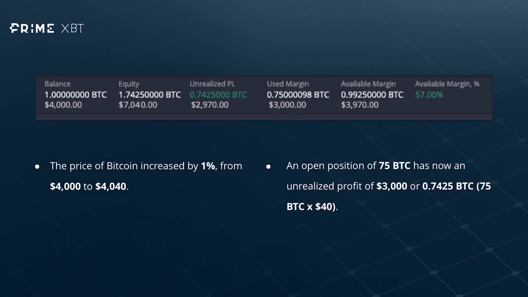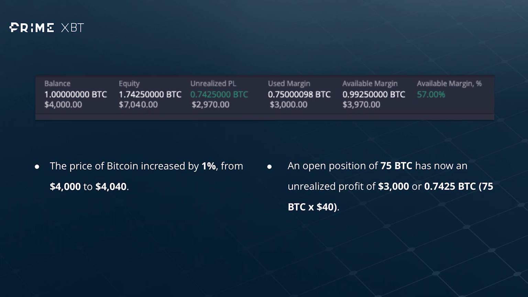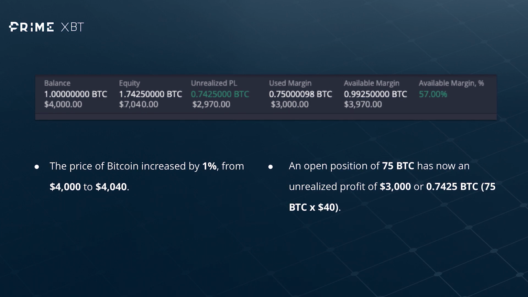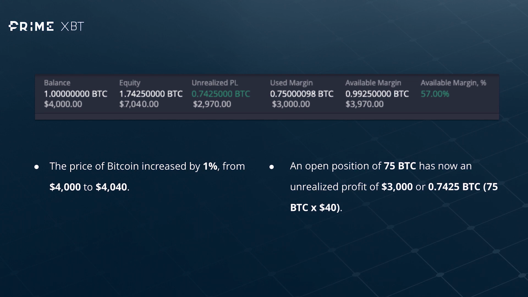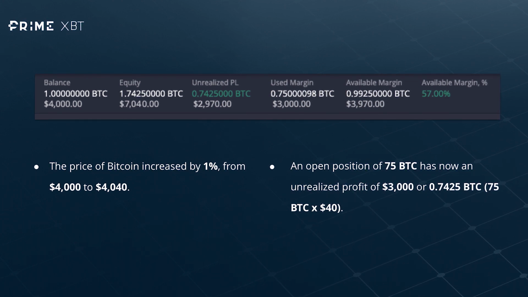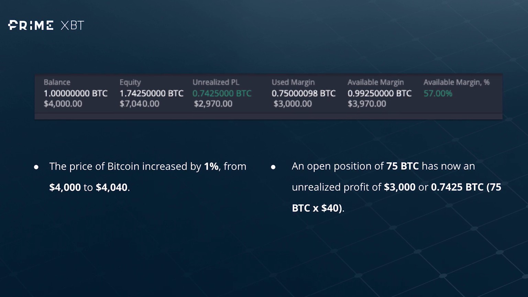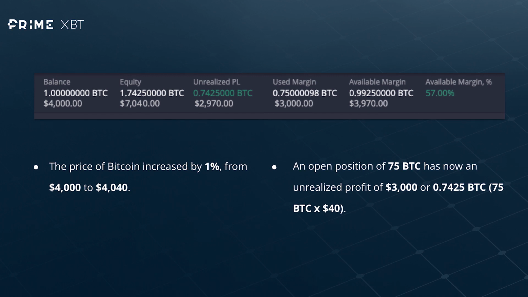For example, the price of Bitcoin increased by 1% from $4,000 to $4,040. An open position of 75 BTC now has an unrealized profit of $3,000, or 0.7425 BTC, 75 BTC times $40. Account status will change as follows.